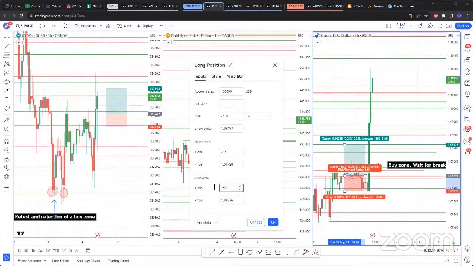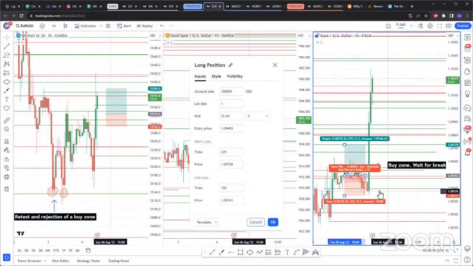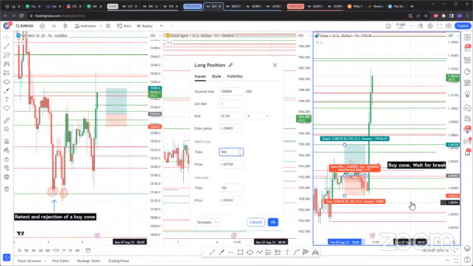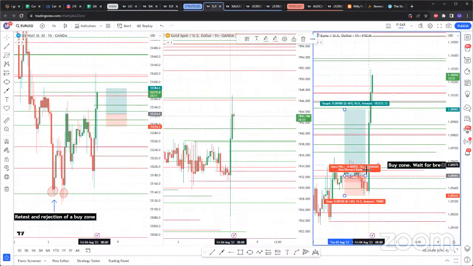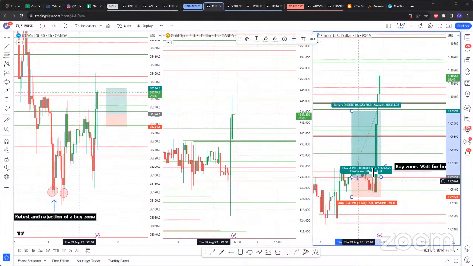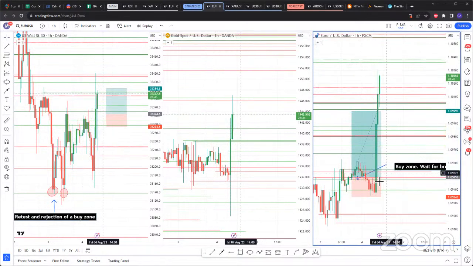So I had a 15 pip stop, and that is very tight on EU. And then I wanted like a 1:2. So here, like 300 TP, but for me, I was aiming for like 50 pips TP. So you can see here, well, I guess due to slippage, I got stopped out, but I definitely got stopped out of this trade, or unless I entered late. But that was the entry.